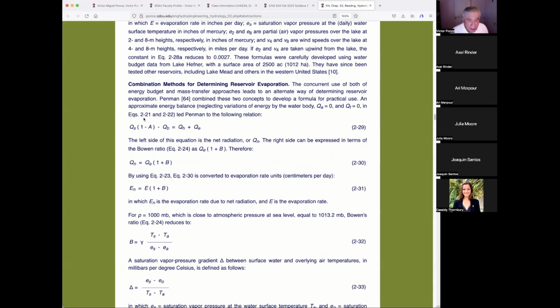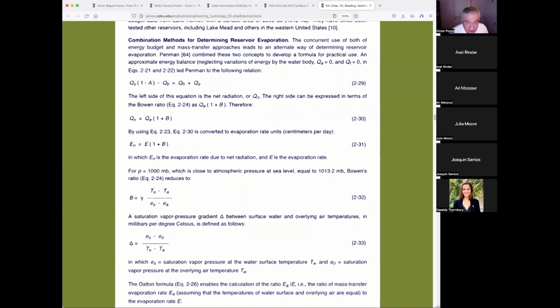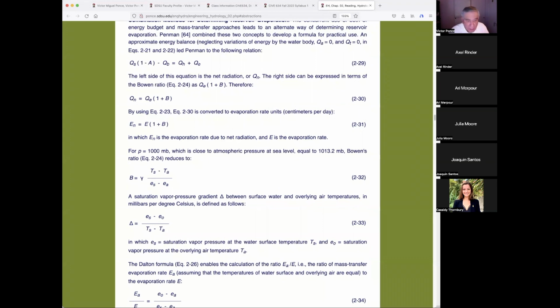So Penman came up with the energy balance. Then he put in there the Bowen ratio, and once he put in there the Bowen ratio, he came up with this formula, converting Q to E by using that formula 2.23 that I already told you, so converting energy to depth, to evaporation rate. And then assuming that P is equal to 1000, which I told you is very close to 1003, which is atmospheric sea level. Actually, I did say 1003, but I was wrong. It is 1013.2 millibars. That's the atmospheric pressure at sea level. It's 1% off from 1000. And then it reduces to B, which is the simplified expression for the Bowen ratio.